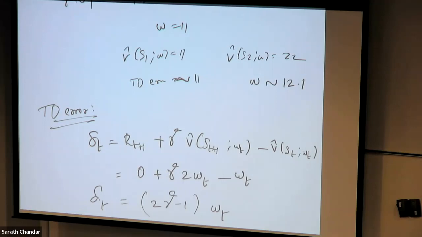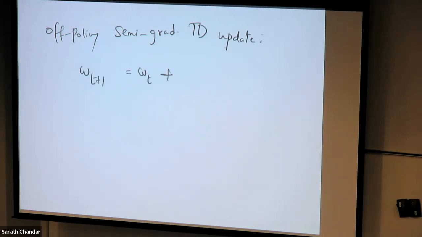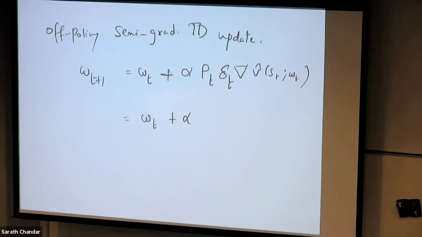Is that right? Now, an off-policy semi-gradient TD update is given by W_{t+1} equals W_t plus alpha times rho_t times delta_t times the gradient. I think there is a typo in the notes. It has to be delta_t, then the gradient with respect to V. Now this is basically W_t plus alpha. There's only one action possible, so rho in this case is going to be 1. And (2 gamma minus 1) times W_t. And when you differentiate the function approximation with respect to W, you'll get 1.